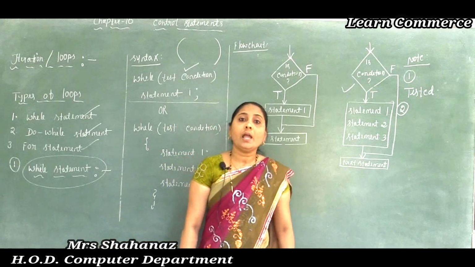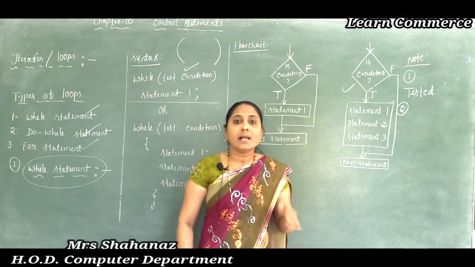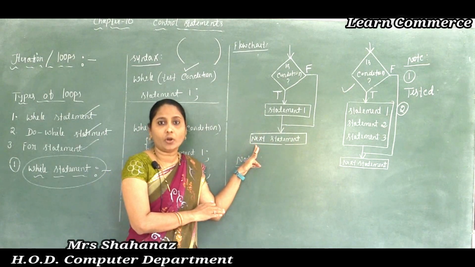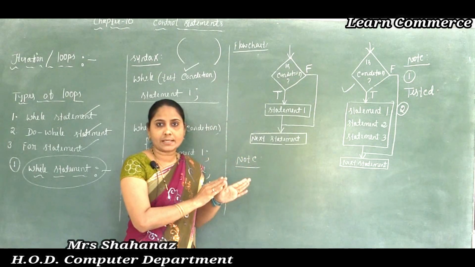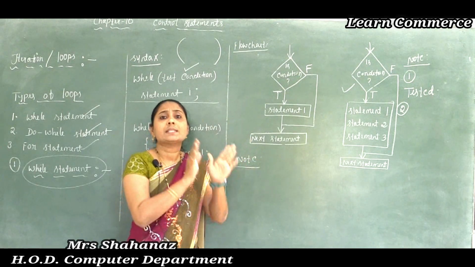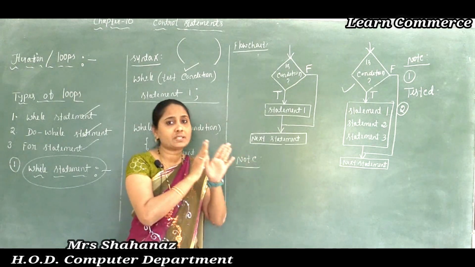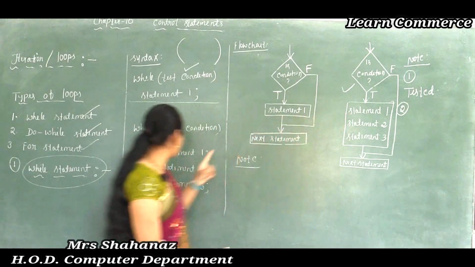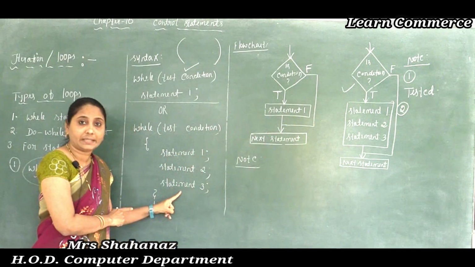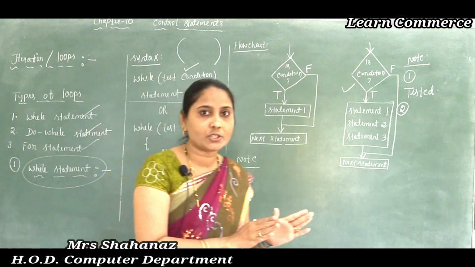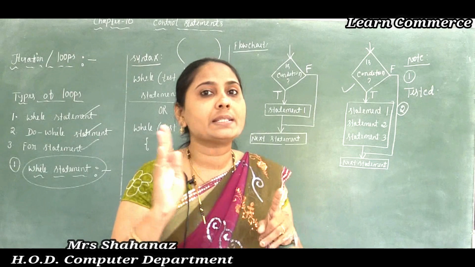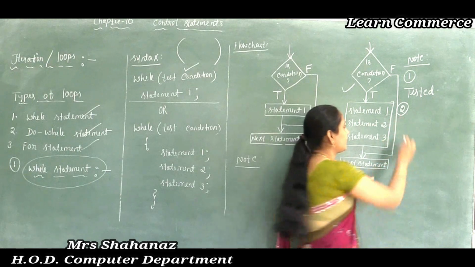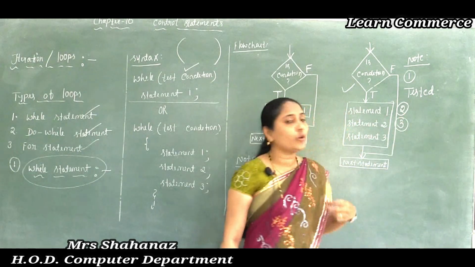And later, if the condition is true, then the statement or block of statements inside the loop is executed. If the condition is true, it may be just one statement, or a set of statements, meaning a group of statements: statement 1, statement 2, statement 3. So if the condition is true, then the set of statements inside the loop is going to be executed. This is our second point in the notes on the while statement.